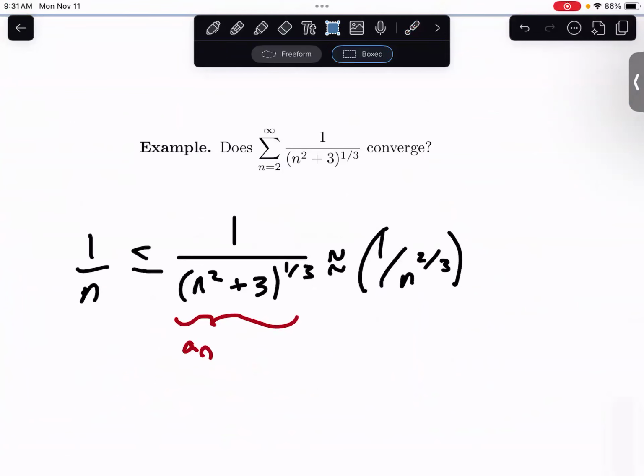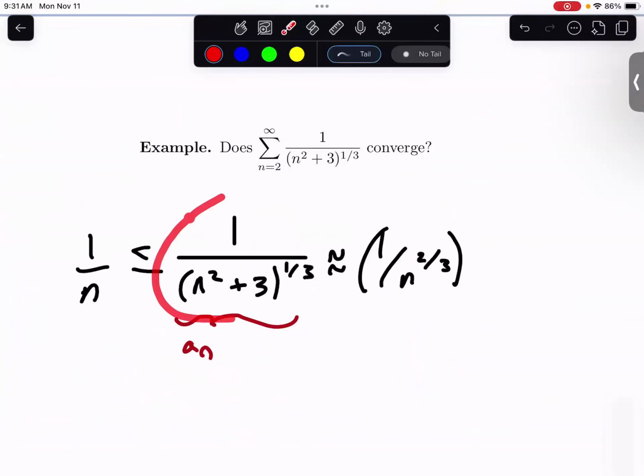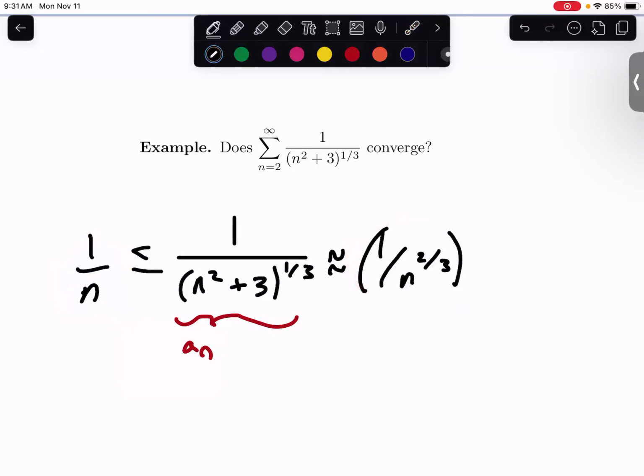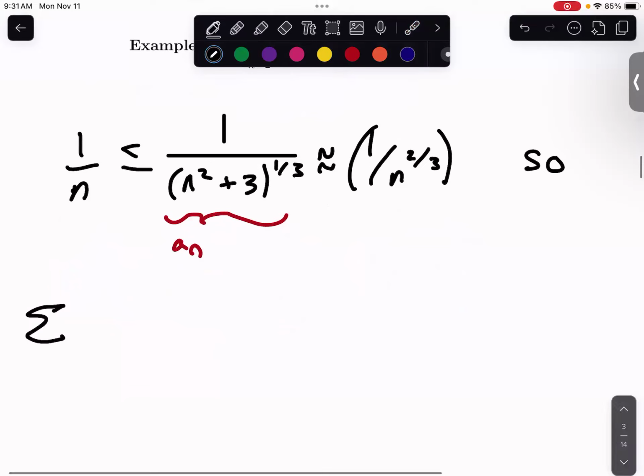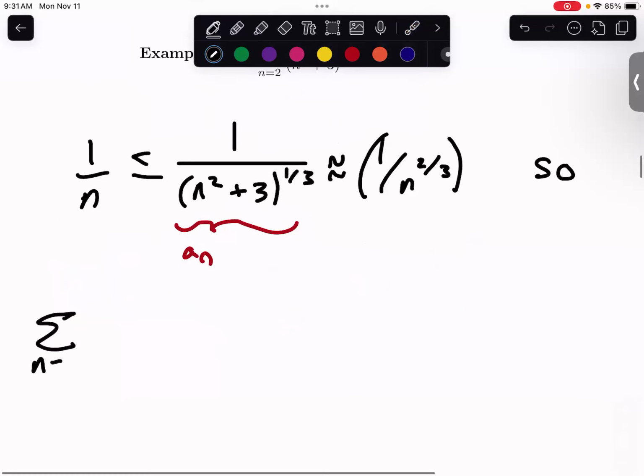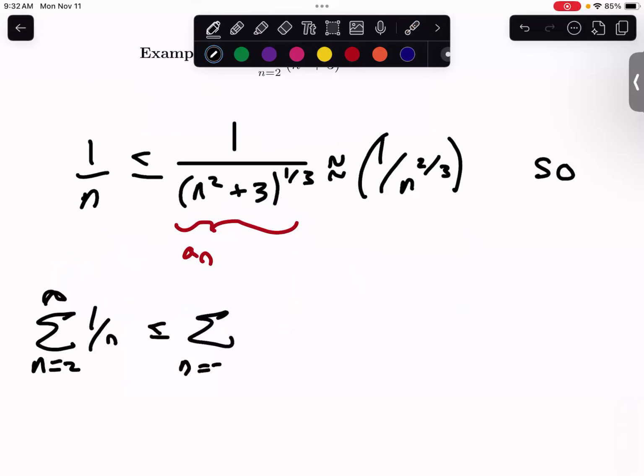So the big idea is we have that this series is approximately equal to this series due to n squared to the 1/3 power. And we know that for 1 over n, the denominator is larger, so it's going to be less than or equal to what we have here. The main point is the following. The series from n equals 2 to infinity of 1 over n is less than or equal to the series from n equals 2 to infinity of 1 over n squared plus 3 to the 1/3 power.